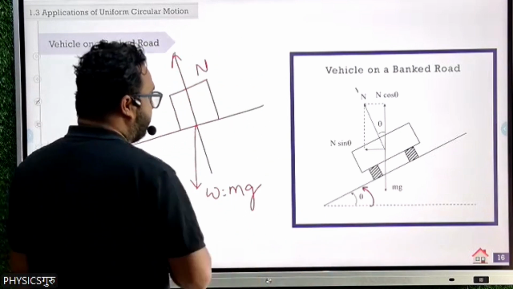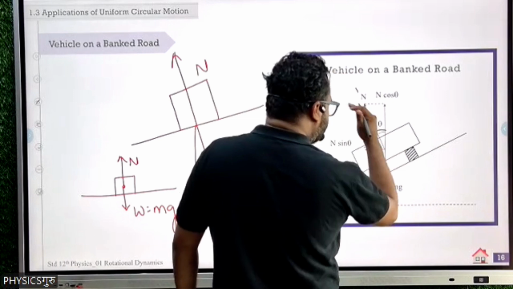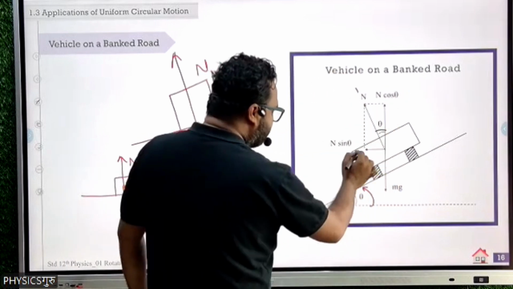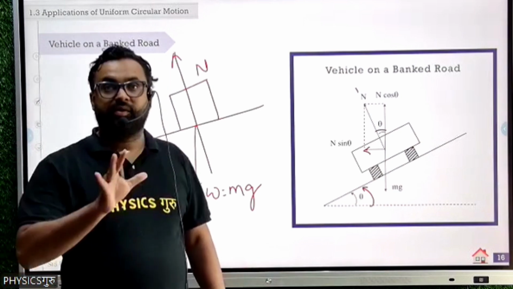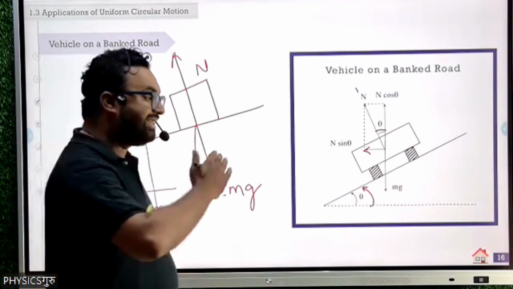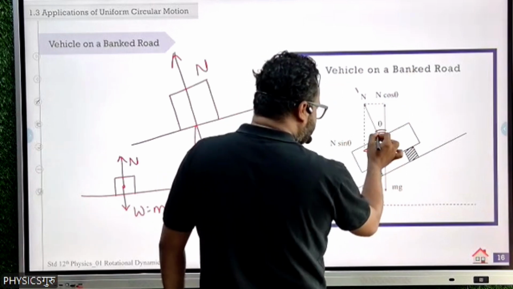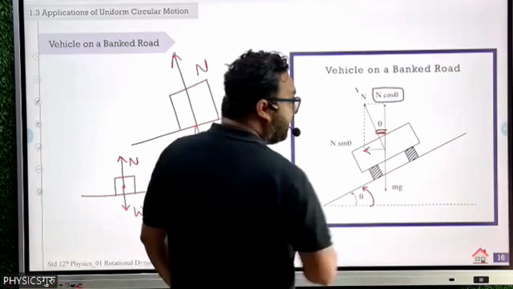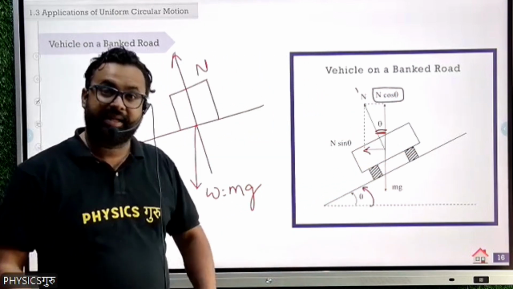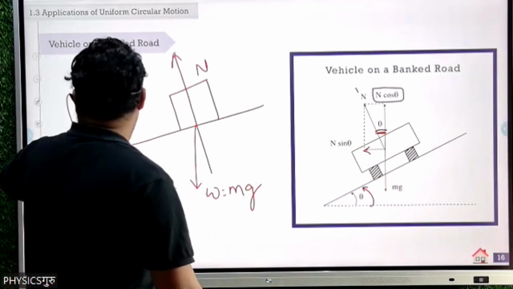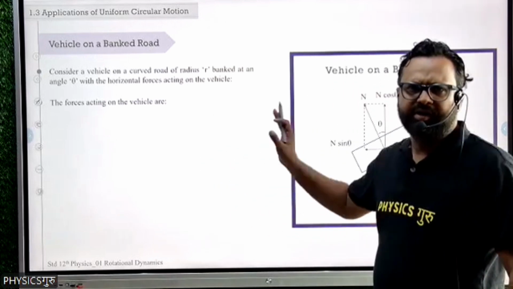Now we have two component of normal reaction. So this angle is theta, so it will be n cos theta, and perpendicular to n cos theta we have n sin theta. These are called as component of reaction force. So जहां से angle बनता है, from where the angle is formed, so that component is always cos component. So angle is formed from here, so this component is cos theta, and perpendicular to cos theta is sin theta. Clear?